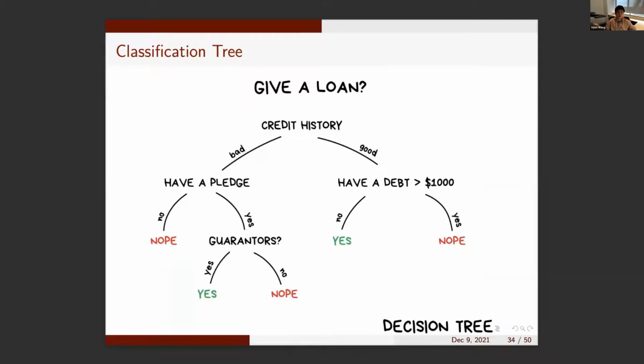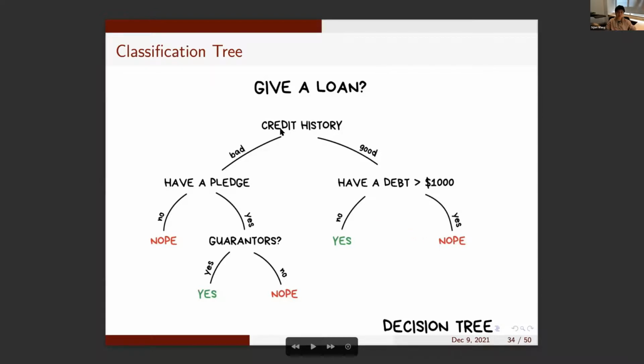Another very popular classification method is the classification tree. It just uses a tree-style rule to do the classification. Here, suppose we want to decide whether to give a loan to a person. We first check the credit history. If it's good, go to this side and further check whether the person has a debt of more than 1,000. If no, then give the loan. If yes, then decline the application.